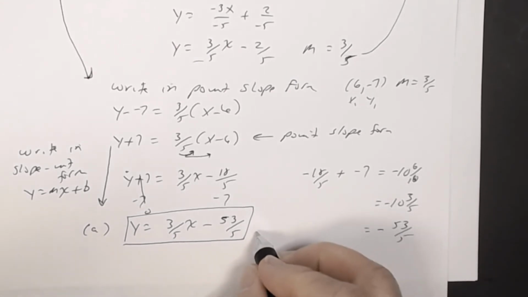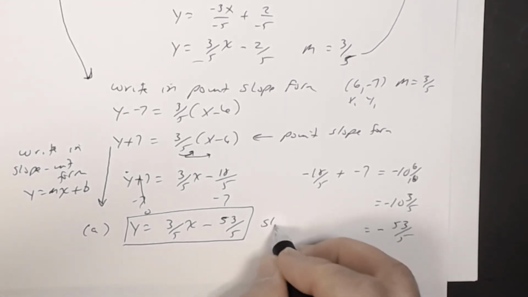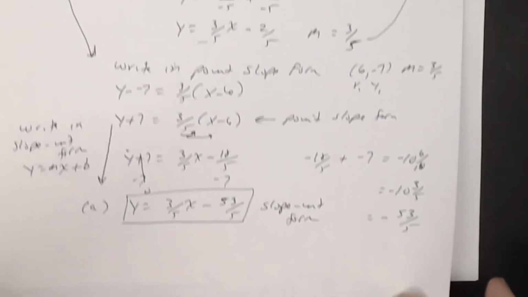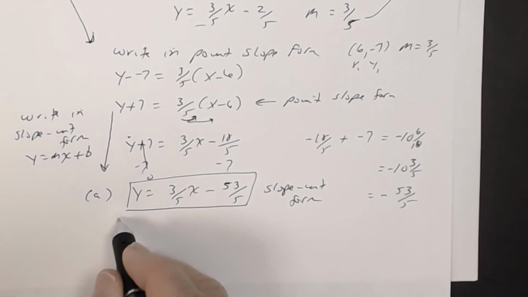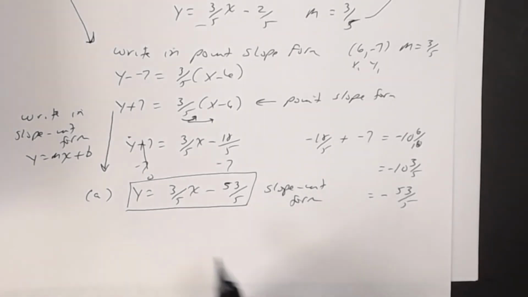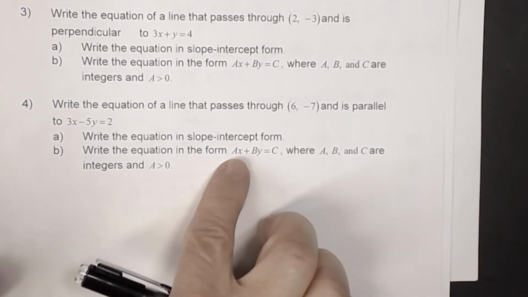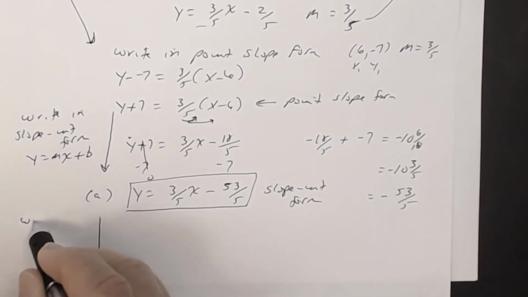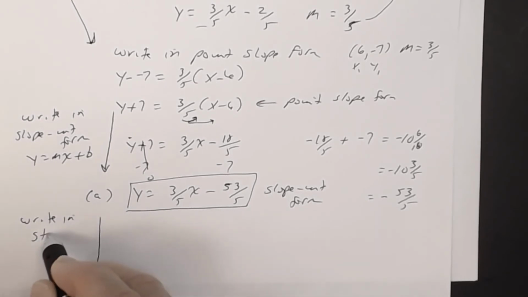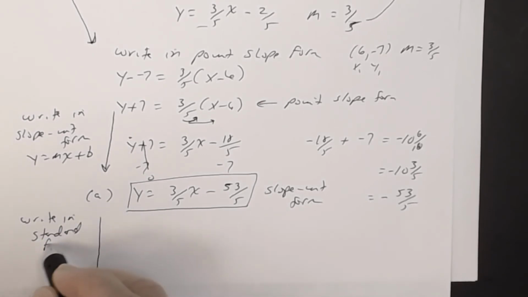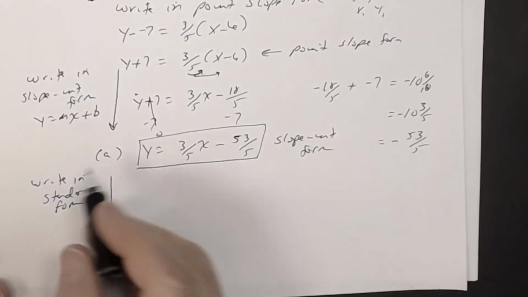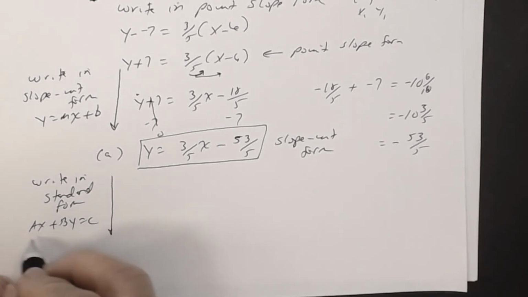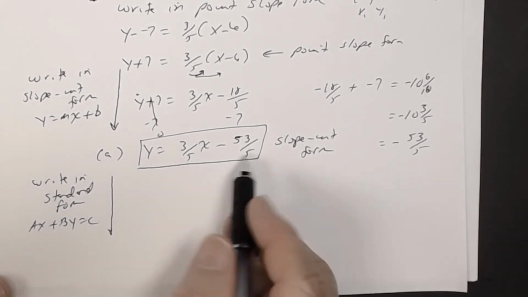So that's slope-intercept form. All right. And now for part B, we need to write this in standard form. In standard form, I get ax plus by equals c, where you want a to be positive. All right, so I'm going to clear the fractions.